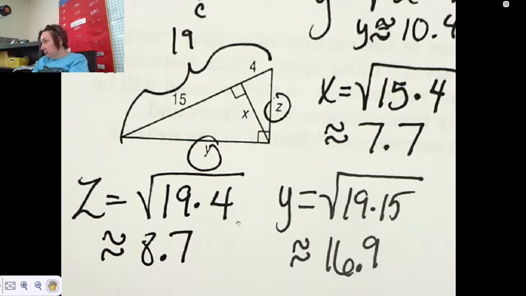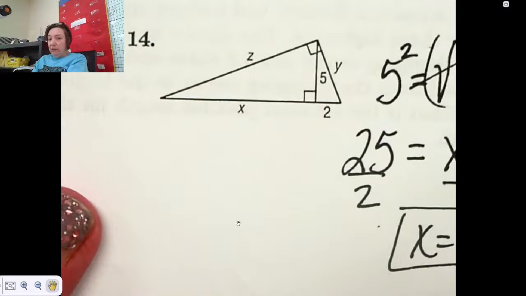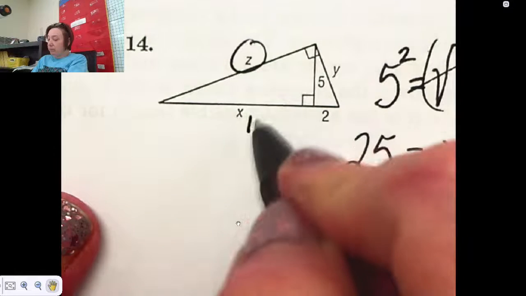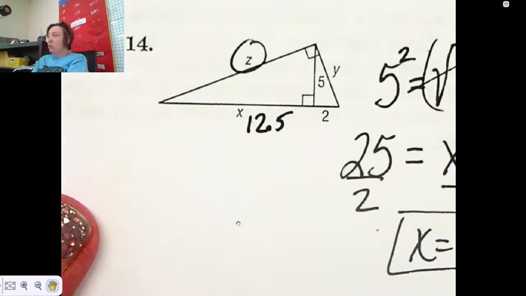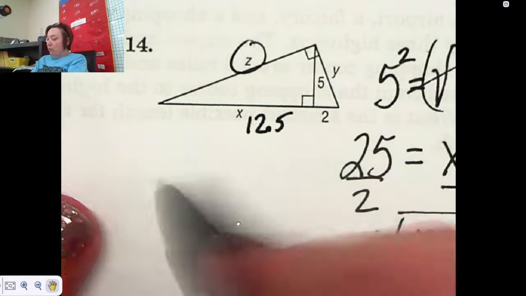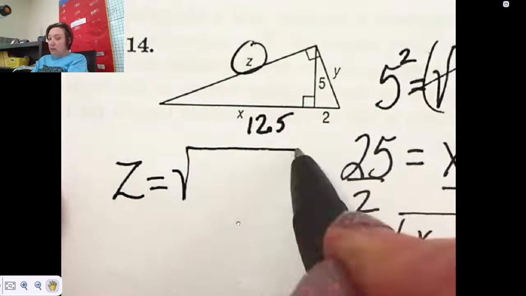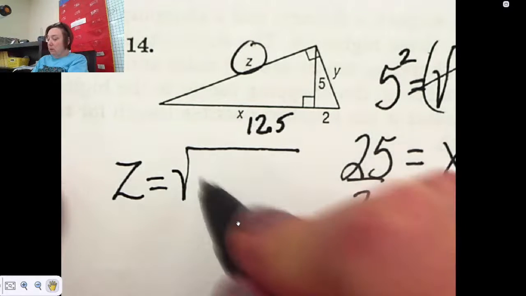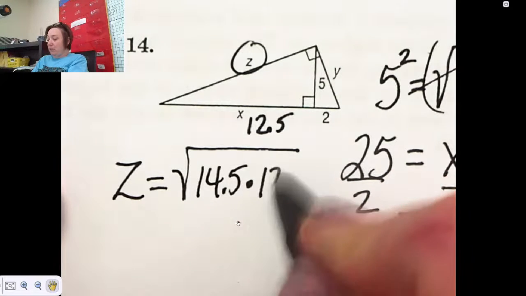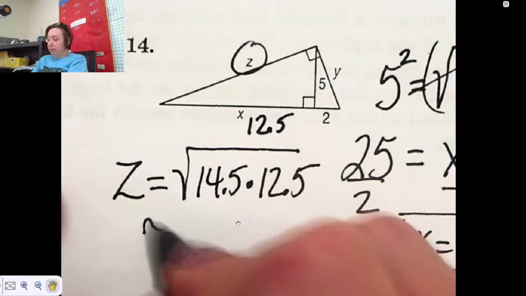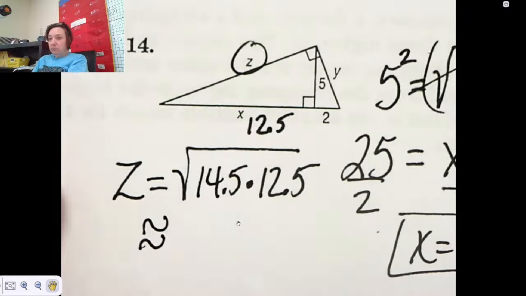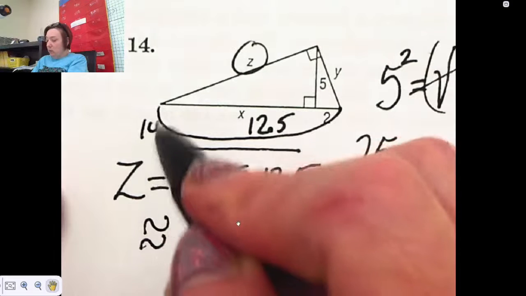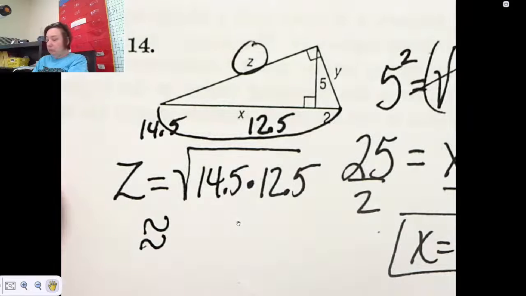Everybody seeing? Okay. What about 14? Let's say we want to find z. Now we found this x earlier. What was it? 12.5. So we can use that number, right? So we want to find z. What are you going to... 14.5 times 12.5. Because this whole thing is 14.5. What you got?